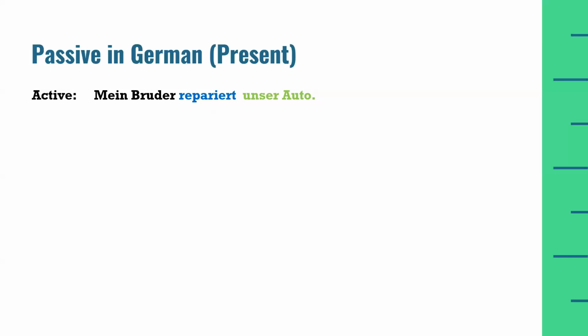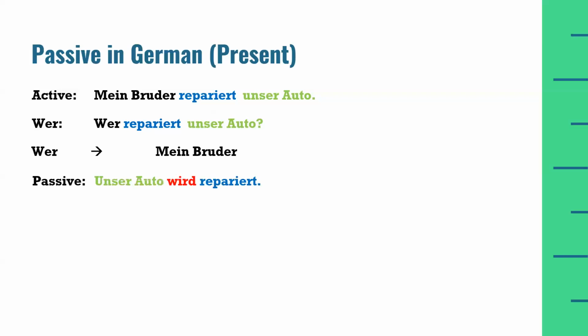Now, if we look at this sentence, we see that the focus is on mein Bruder, who is repairing the car. So, in German, we use the question wer repariert unser Auto. If the question starts with wer, then we use active sentences and we have to name the actor who is performing something. And in this sentence, the actor is mein Bruder. Now, if we want to convert this active sentence into a passive sentence, we can convert it like this.